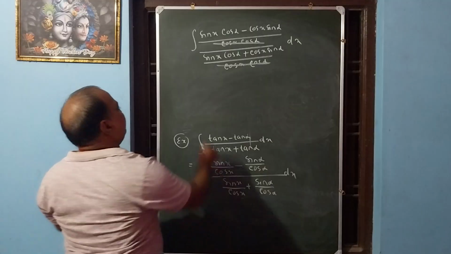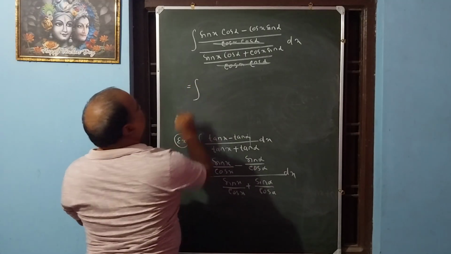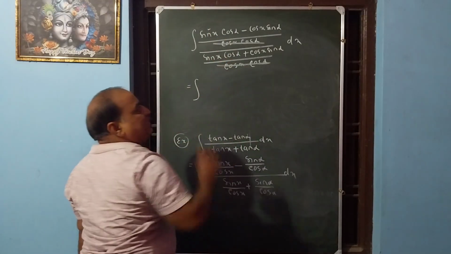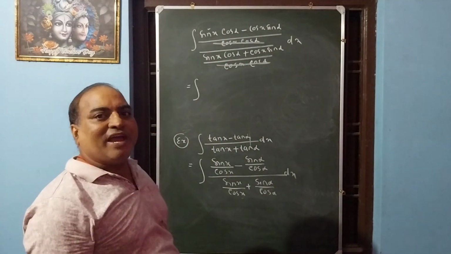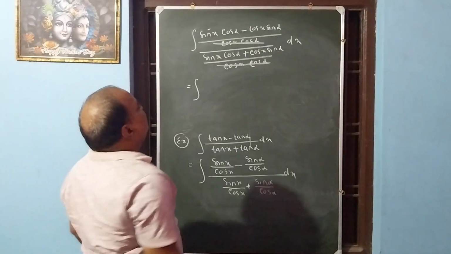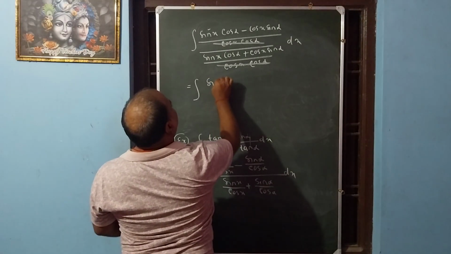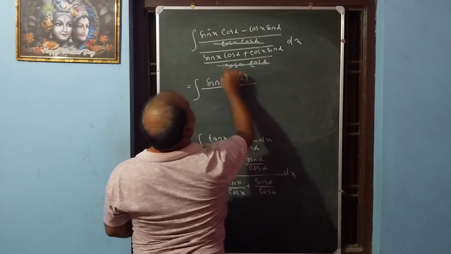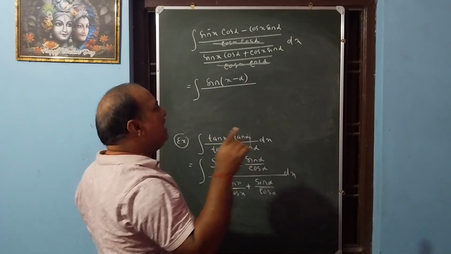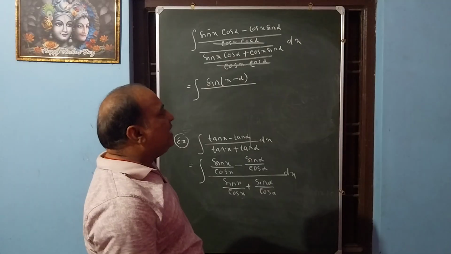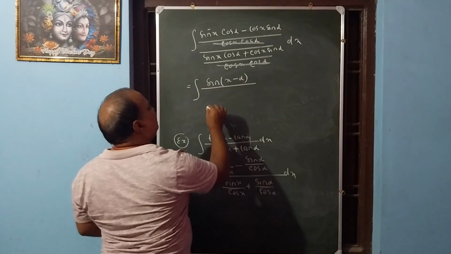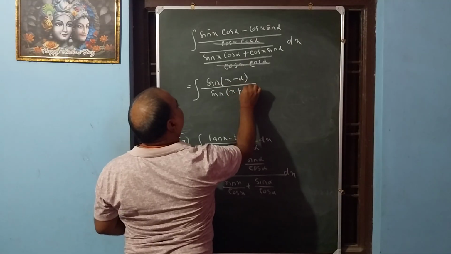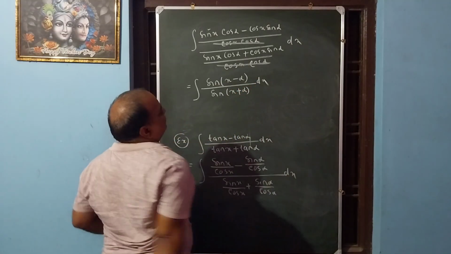So we get, this is the formula, sin A into cos B minus cos A into sin B, sin A minus B. So that is sin (x minus alpha). Divided by, here this is the formula, sin A into cos B plus cos A into sin B. So this can be written as sin (x plus alpha) into dx.